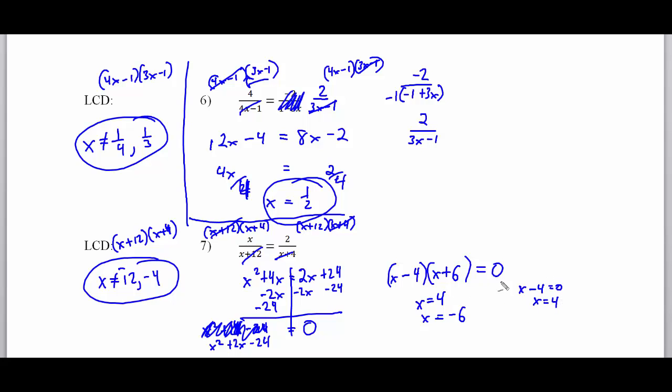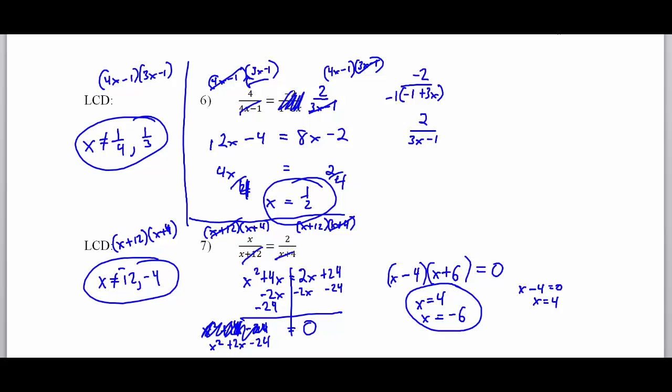So there's an example of how I got this one, and you would go x plus 6 equals 0 and then solve for x. So I have two answers that do not conflict with either of these danger numbers or excluded values, and you can try plugging it in. 4 over 4 plus 12 is equal to 2 over 4 plus 4, or negative 6 over negative 6 plus 12 is equal to 2 over negative 6 plus 4.